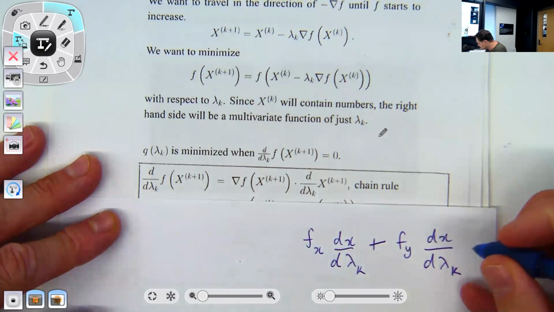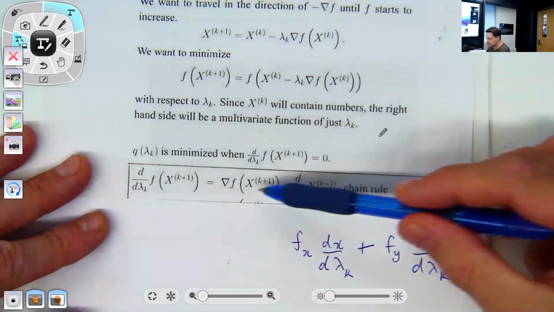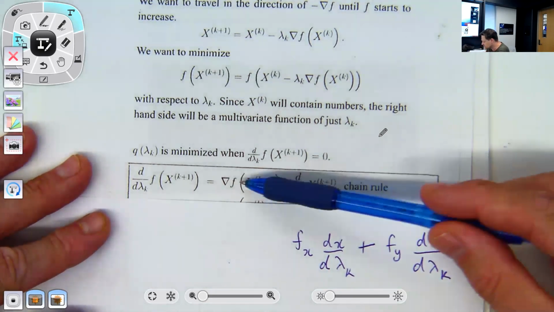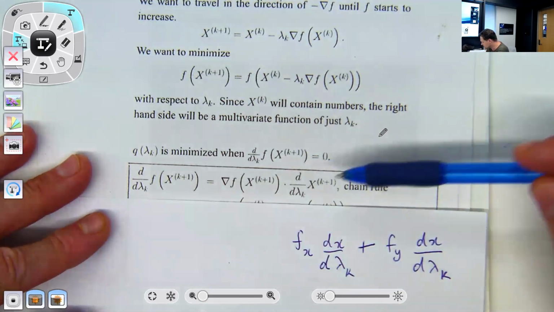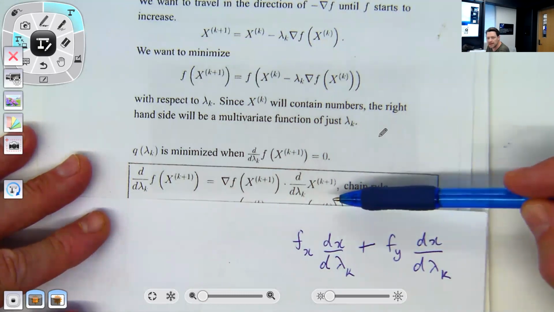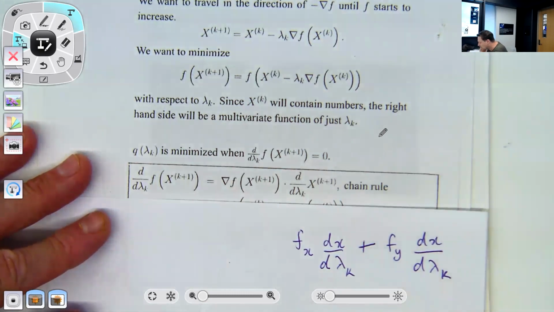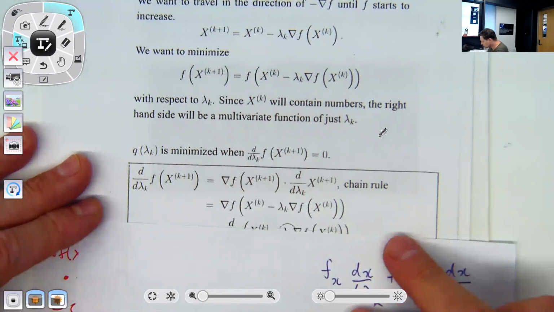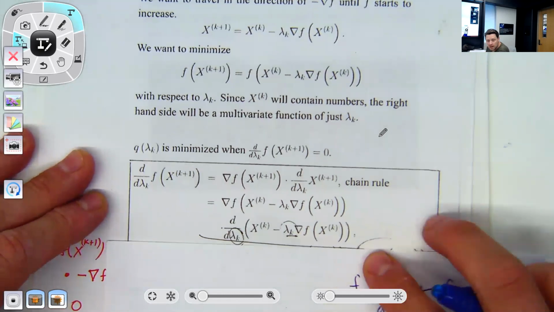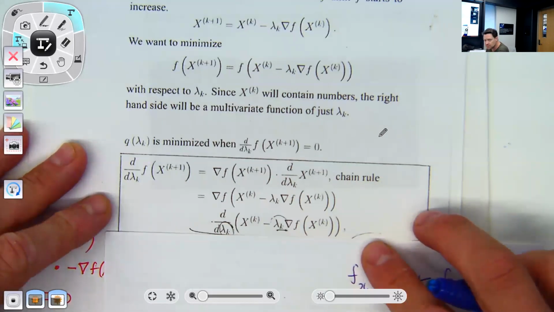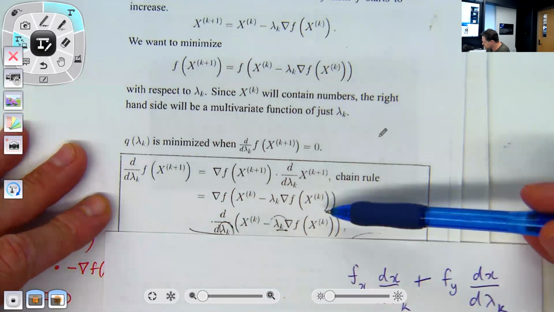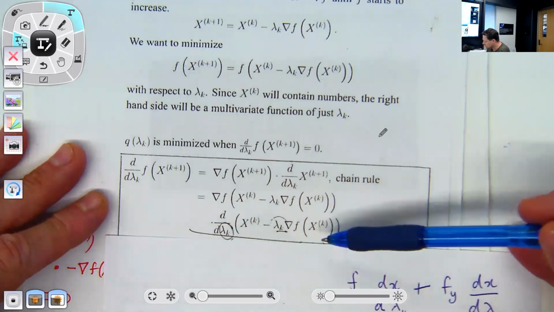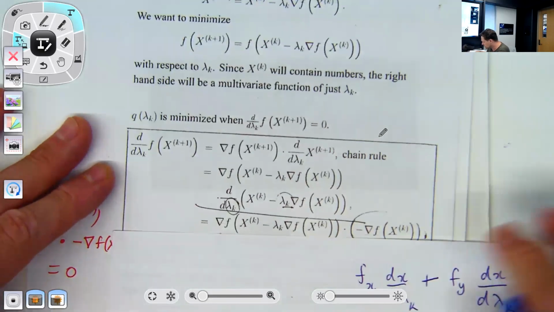Okay, so that's this one, this dot product here. So the gradient vector involves these two partial derivatives, and then this is the derivative of the vector x superscript k plus 1. Right, so this is just the chain rule involving partial derivatives. All right, now expanding that out, we substitute in the description for lambda k plus 1 there and there, okay, and then we simplify this.